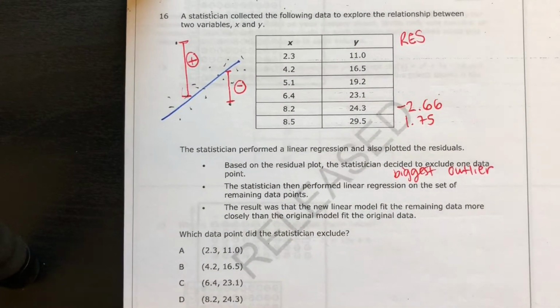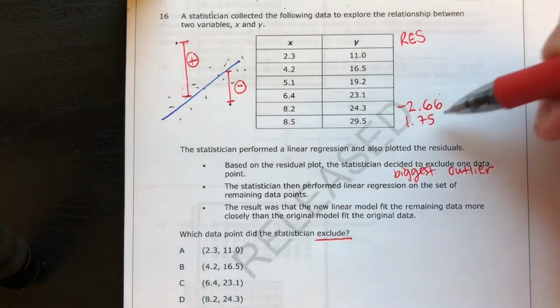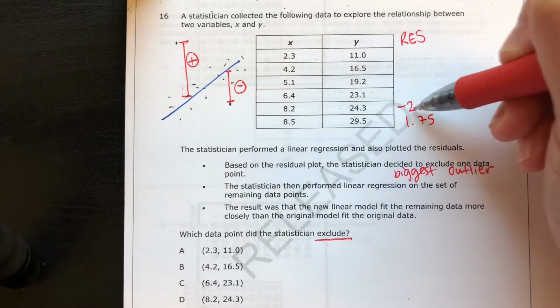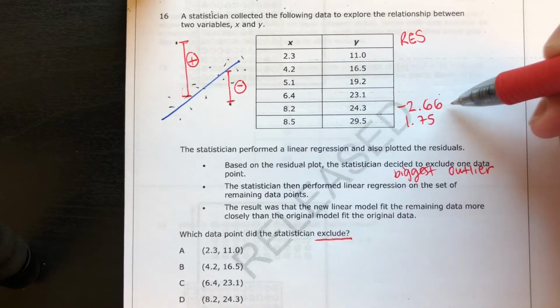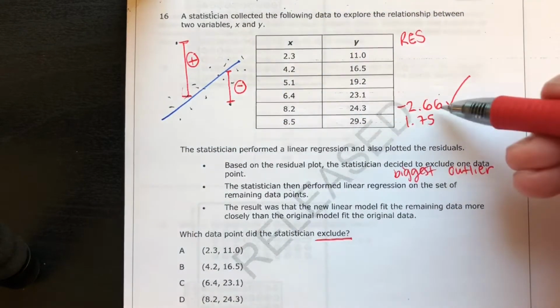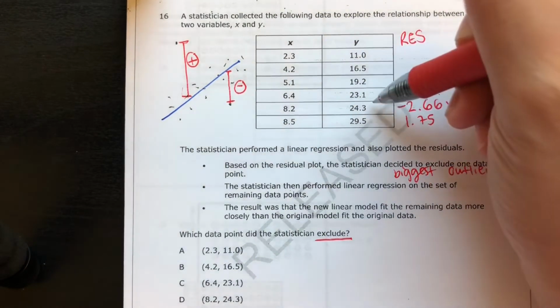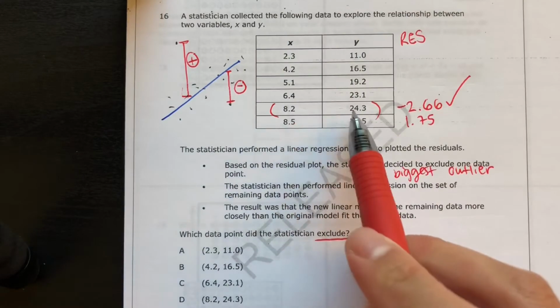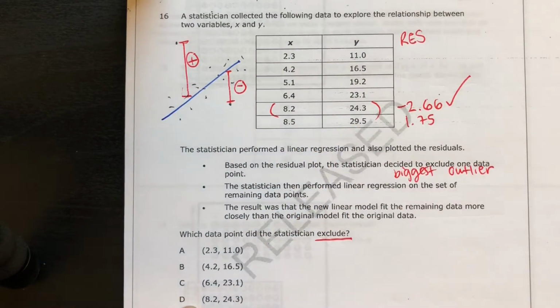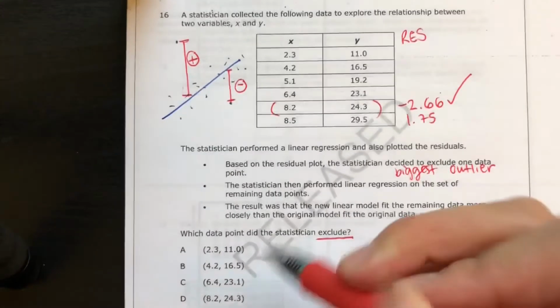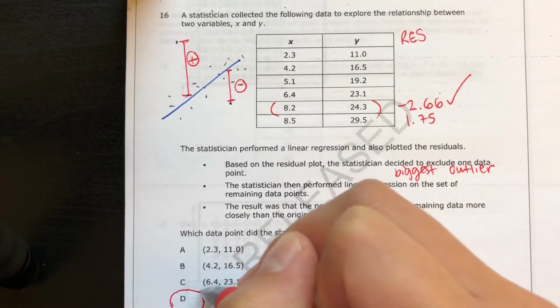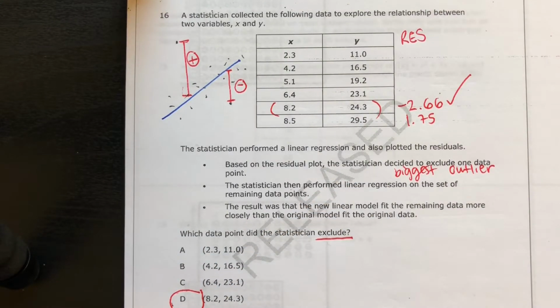So it says, which one should they exclude? Which one's the bigger outlier? It doesn't matter that this is negative. This is going to be the bigger outlier because it's under by just a higher value. So this goes with 8.2, 24.3. So I see that is letter D. Letter D is going to be the point, the answer.